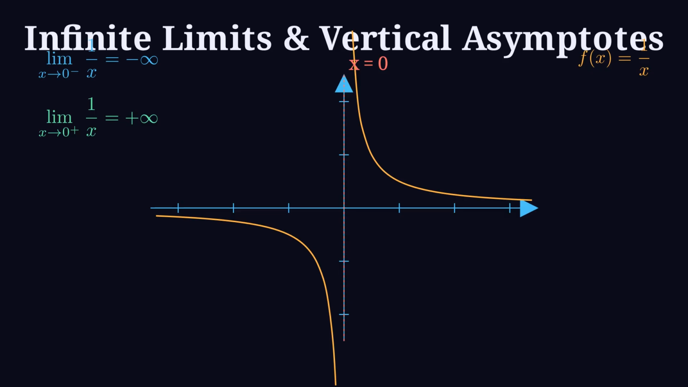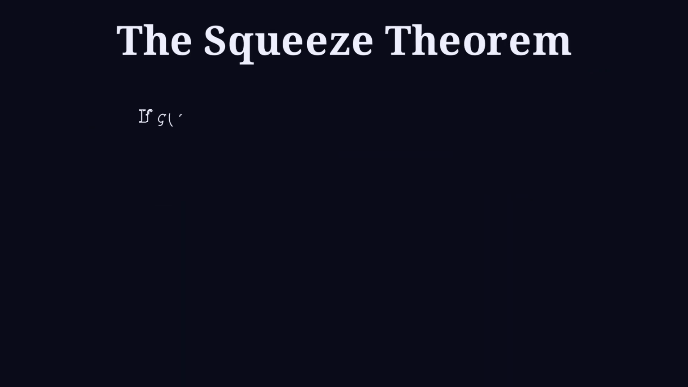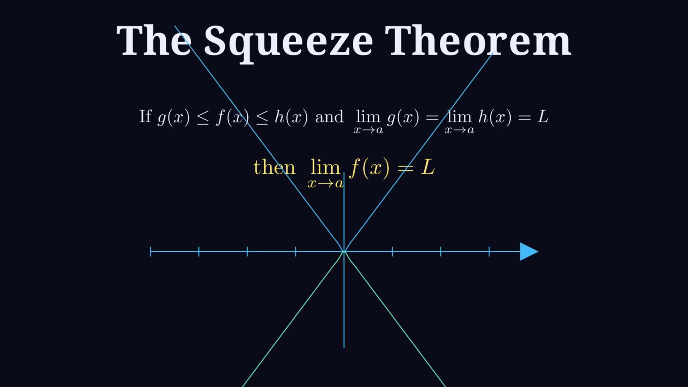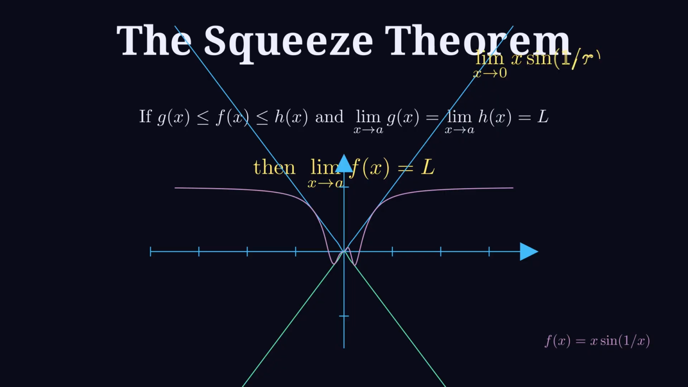Now what about limits where the function blows up? Take f of x equals 1 over x. As x approaches 0 from the right, 1 over x grows without bound. It approaches positive infinity. From the left, it approaches negative infinity. Since the two one-sided limits are different, the two-sided limit does not exist. But more importantly, the line x equals 0 is a vertical asymptote.